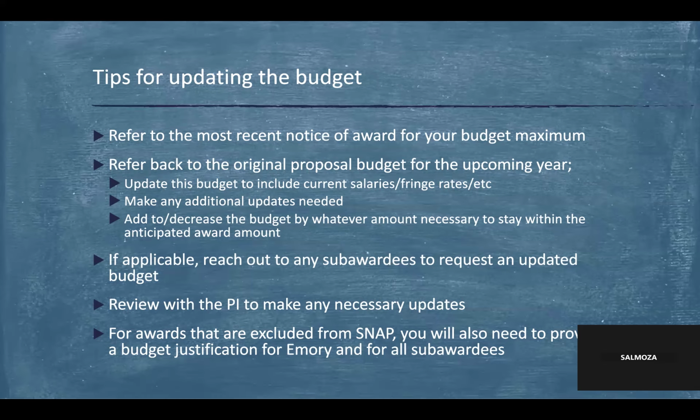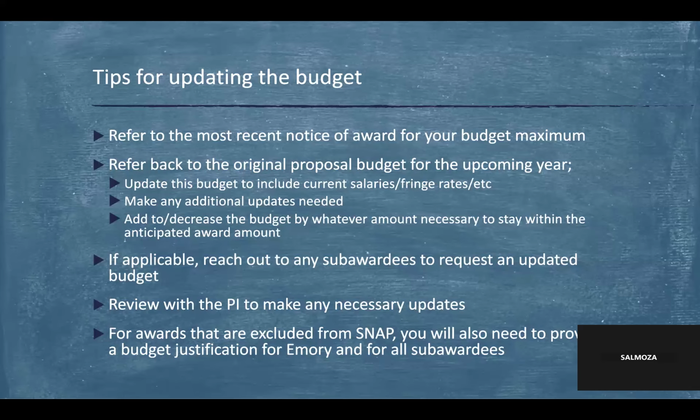And then we always refer back to the original proposal budget for the upcoming year. Update it to include current salaries and fringe rates, etc. I usually just add in all of the non-personnel as was originally proposed, but for discussion with the PI, because I don't know what has changed. Sometimes lots of things have changed and we make a lot of edits, and sometimes they're like, yep, that looks good. And then you need to make adjustments to get within your limit.